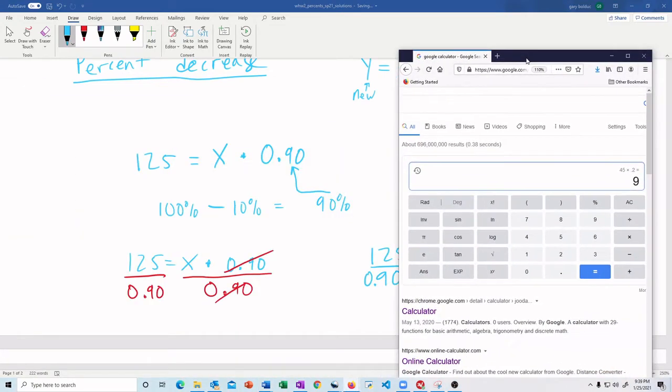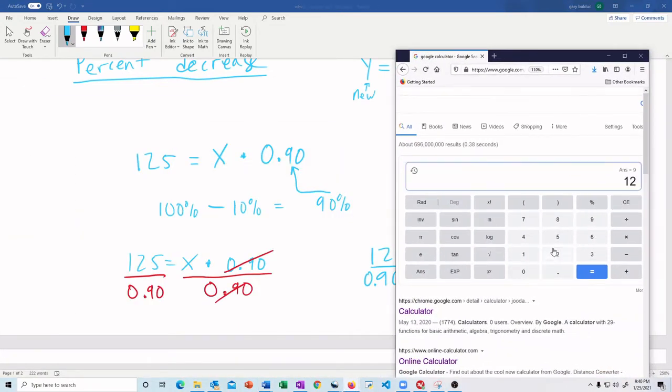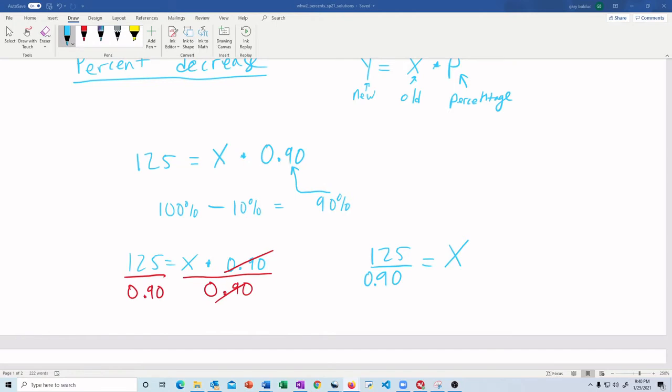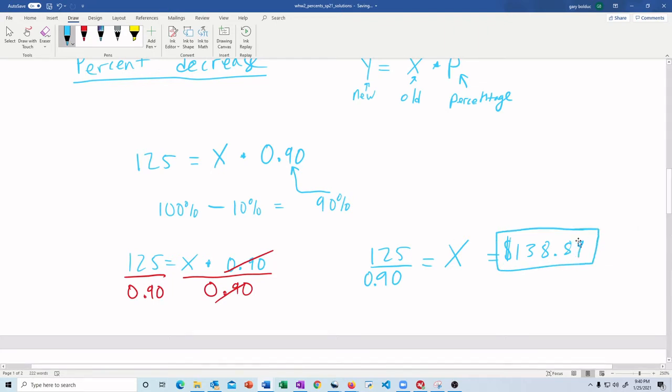Let's grab our calculator, clear things off. 125 divided by 0.9 is 138.88888 forever. How about we write instead 138.89? And don't forget, we're talking dollars here. That was my bill. I rounded to 89 just because when we're usually talking about dollars, we usually stop at the second decimal place because that would be cents. So that's a perfectly fine thing for you to always do. So my bill last week was $138.89.